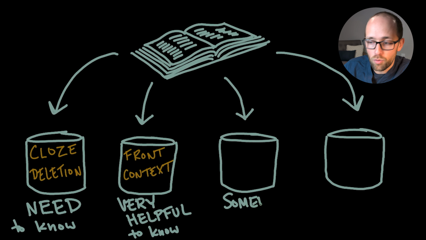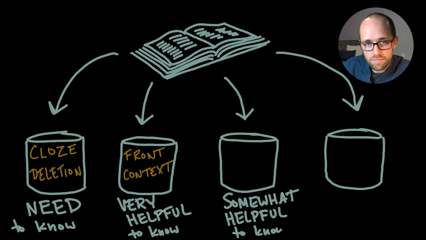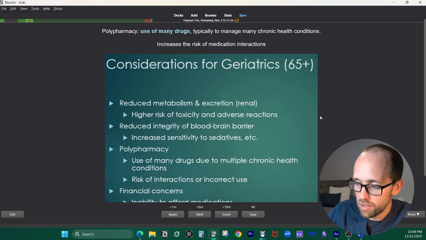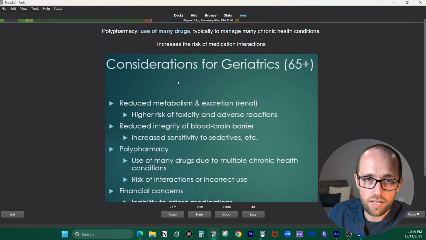Every time I flip this card, I'm going to see it, I'm going to read it, but I'm not necessarily actively testing myself on it. So that would be something that's very helpful to know, but not necessarily 100% I have to know it. Now, the third category of things are things that are somewhat helpful, but I wouldn't really have to see all the time. That can be put on the back of the card. And so that's why sometimes I'll put the rest of the PowerPoint on here. It just gives me extra context.